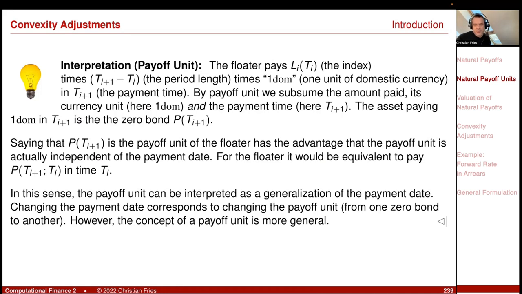Okay, just a small summary for the floater. Saying that I pay in units of the zero coupon bond has the advantage that I not only encode the units, in the sense that it is one unit of currency, so the amount and also the currency, but it also encodes the payment time. So actually paying in units of this zero coupon bond makes it independent of the payment time. So for the floater, it was equivalent to say that we pay multiplied with P(T_{i+1}) observed in T_i.